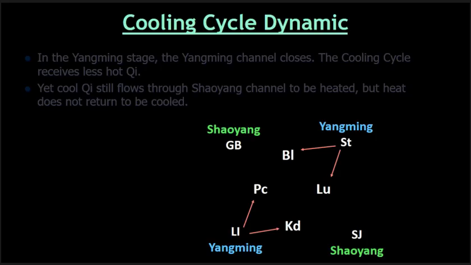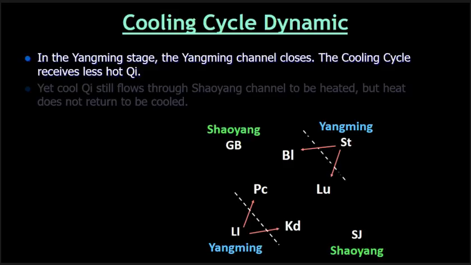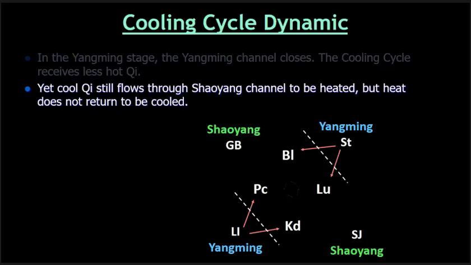Now the cooling cycle dynamic. In the Yangming stage, the Yangming channel closes off. The cooling cycle receives less hot qi. So we're talking about the Yangming stage. Remember, the Yangming stage closes off. It normally concentrates qi in the heating cycle, but it also stops qi from being fed into the cooling cycle. Yet cool qi still flows through the Shaoyang channel to be heated, but heat does not return to be cooled.